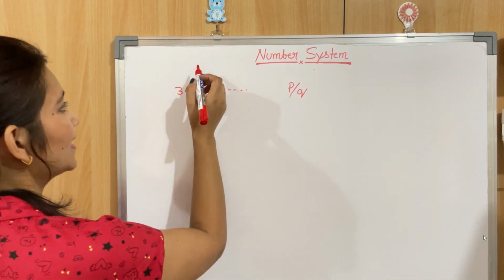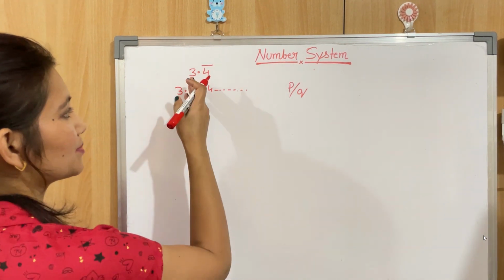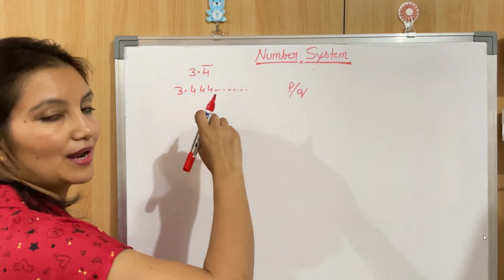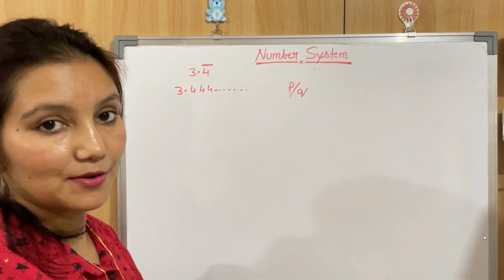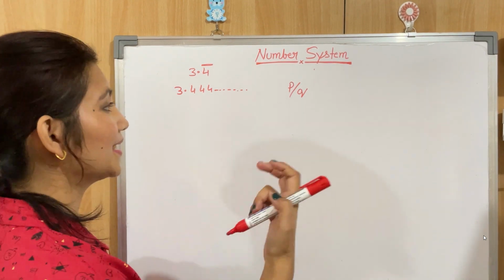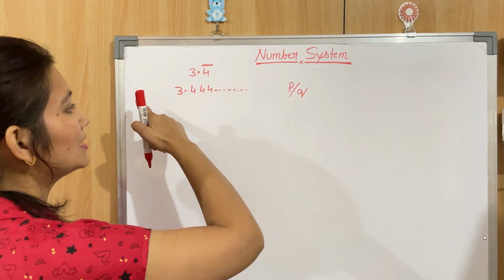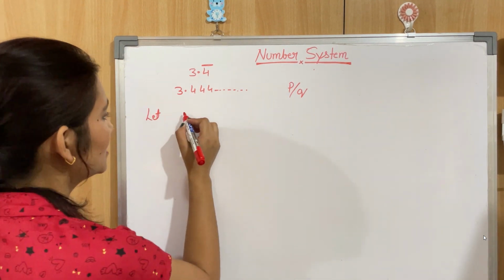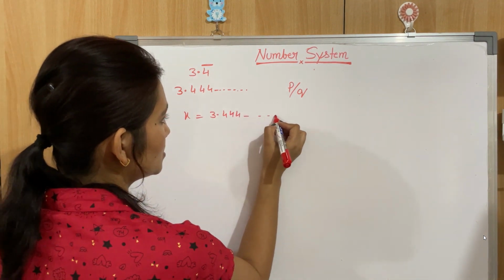We can also write this as 3.4 bar. Many times it is written as express 3.4 bar in P upon Q form, which is nothing but 3.44 and so on. If there is a bar on one digit, it means that digit is getting repeated. If the bar is on 2 digits, it means those 2 digits are getting repeated. So here, first we will suppose that this number is x. Let us consider that x is equal to 3.44 and so on.